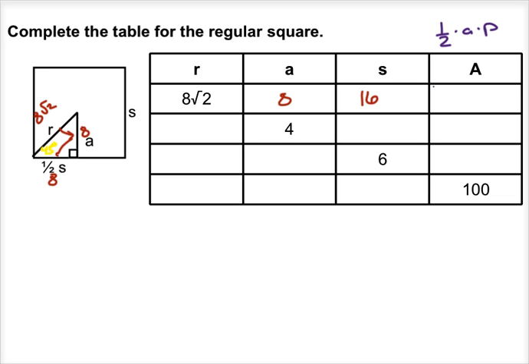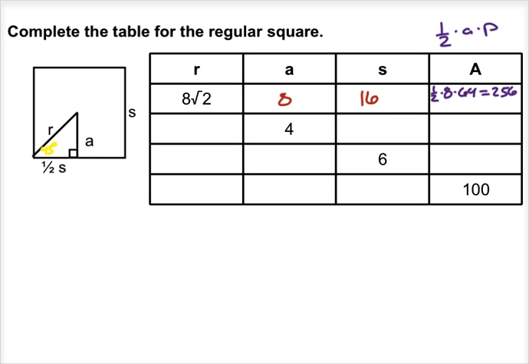So I get 1/2 times the apothem, which was 8, times what's the perimeter going to be? Well, the perimeter is going to be 4 times one of the sides. So 4 times 16 gives me a perimeter of 64. And now if I multiply this out, half of 8 is 4, and I need to take 64 times 4, which is 256. And we'll get our new information over here.